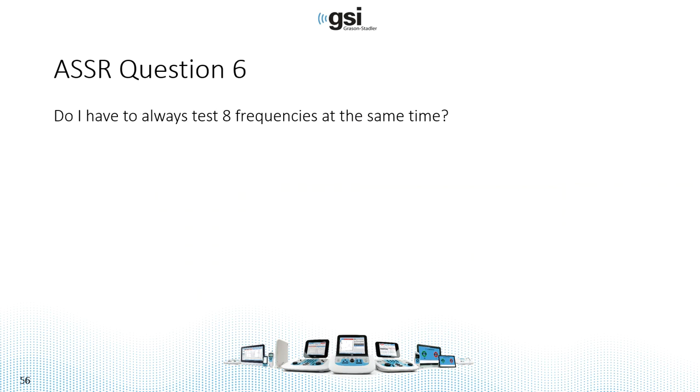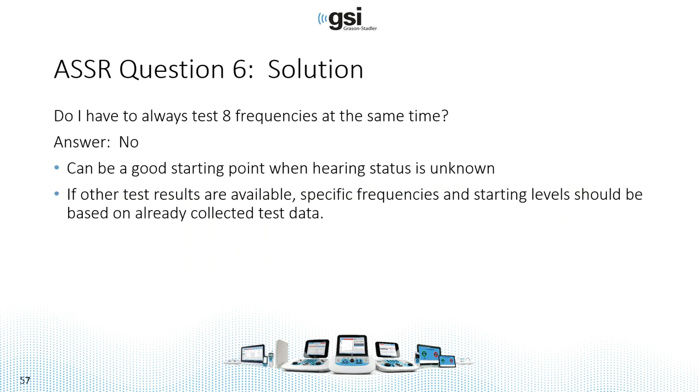Question 6: do I always have to test 8 frequencies at the same time? The answer, of course, is no. A couple of suggestions: it can be a good starting point if you don't have any other audiometry or ABR results. If you have no idea what the hearing level is, it might be a good way to start. However, if you have other test results available, such as ABR thresholds, then you can pick and choose the frequencies and the starting levels based on that test data that you already have.